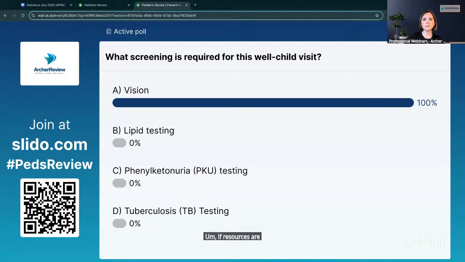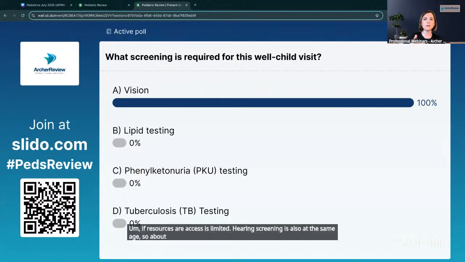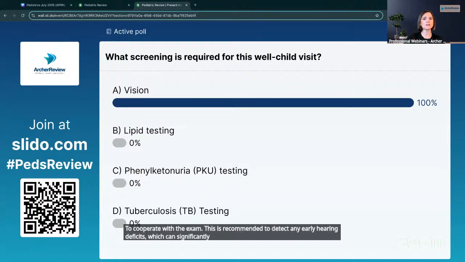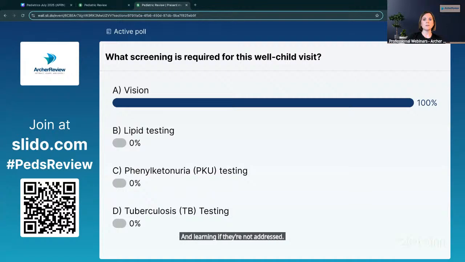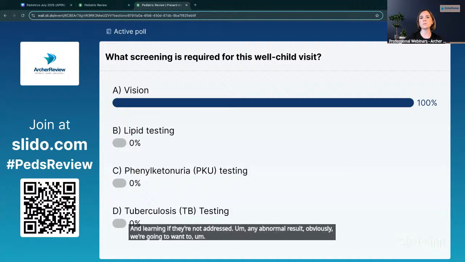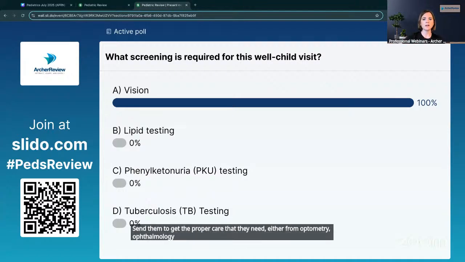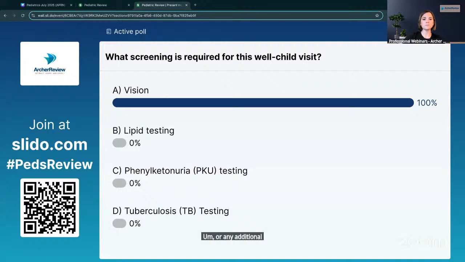Hearing screening is also at the same age, so about 4 years old, if you can get them to cooperate with the exam. This is recommended to detect any early hearing deficits, which can significantly impact speech, language development, and learning if they're not addressed. Any abnormal result, obviously, we're going to want to send them to get the proper care that they need, either from optometry, ophthalmology, audiology, or any additional therapies as well.